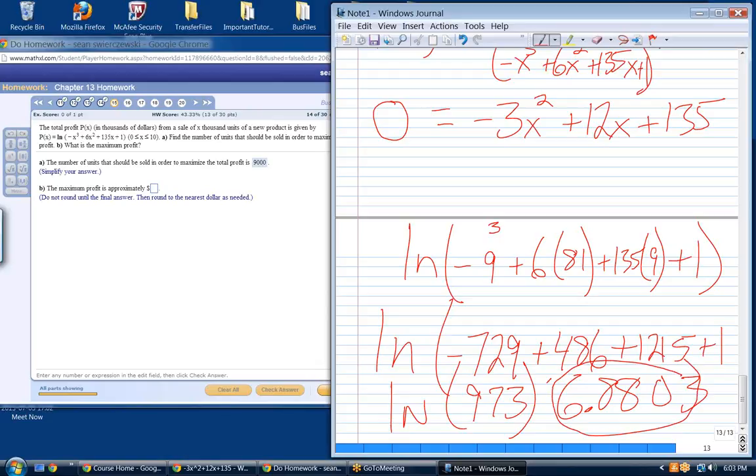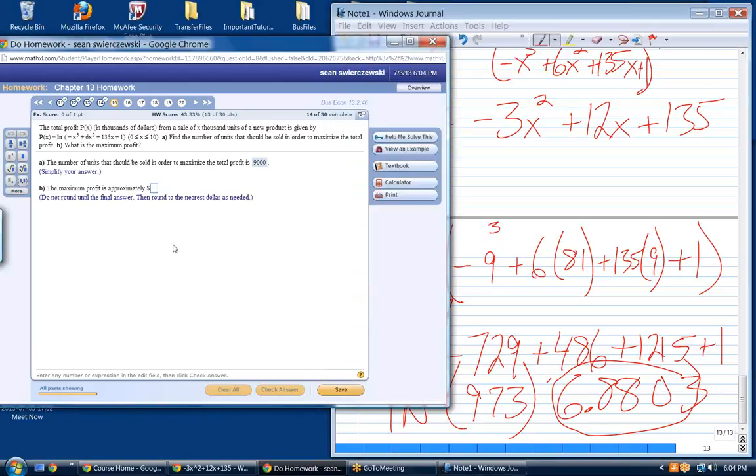When we make 9,000 units, we make a profit of $6,880. Doesn't sound like very much. Do not round until the final answer. I didn't do any rounding, and I got the same answer. So 6880, right? Yep.